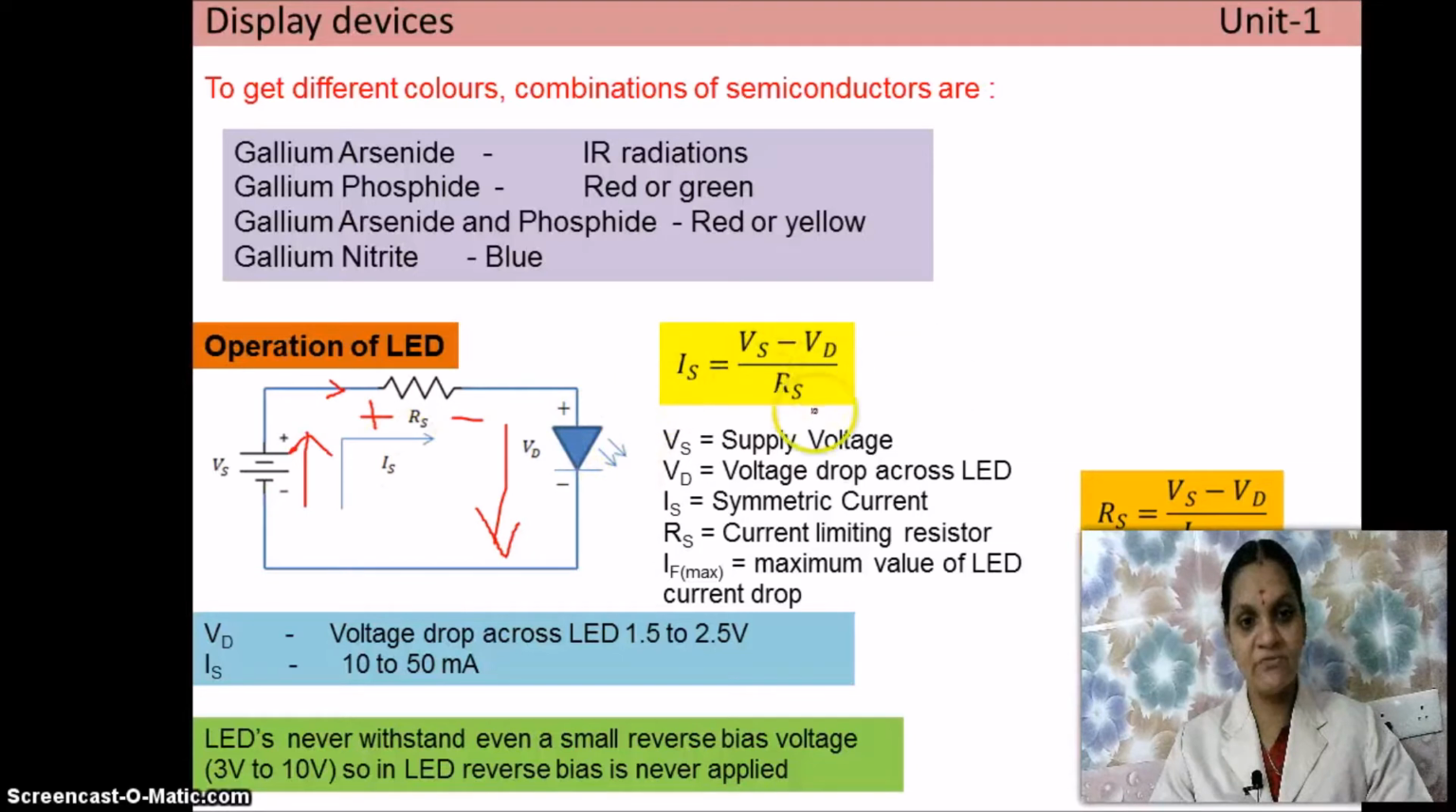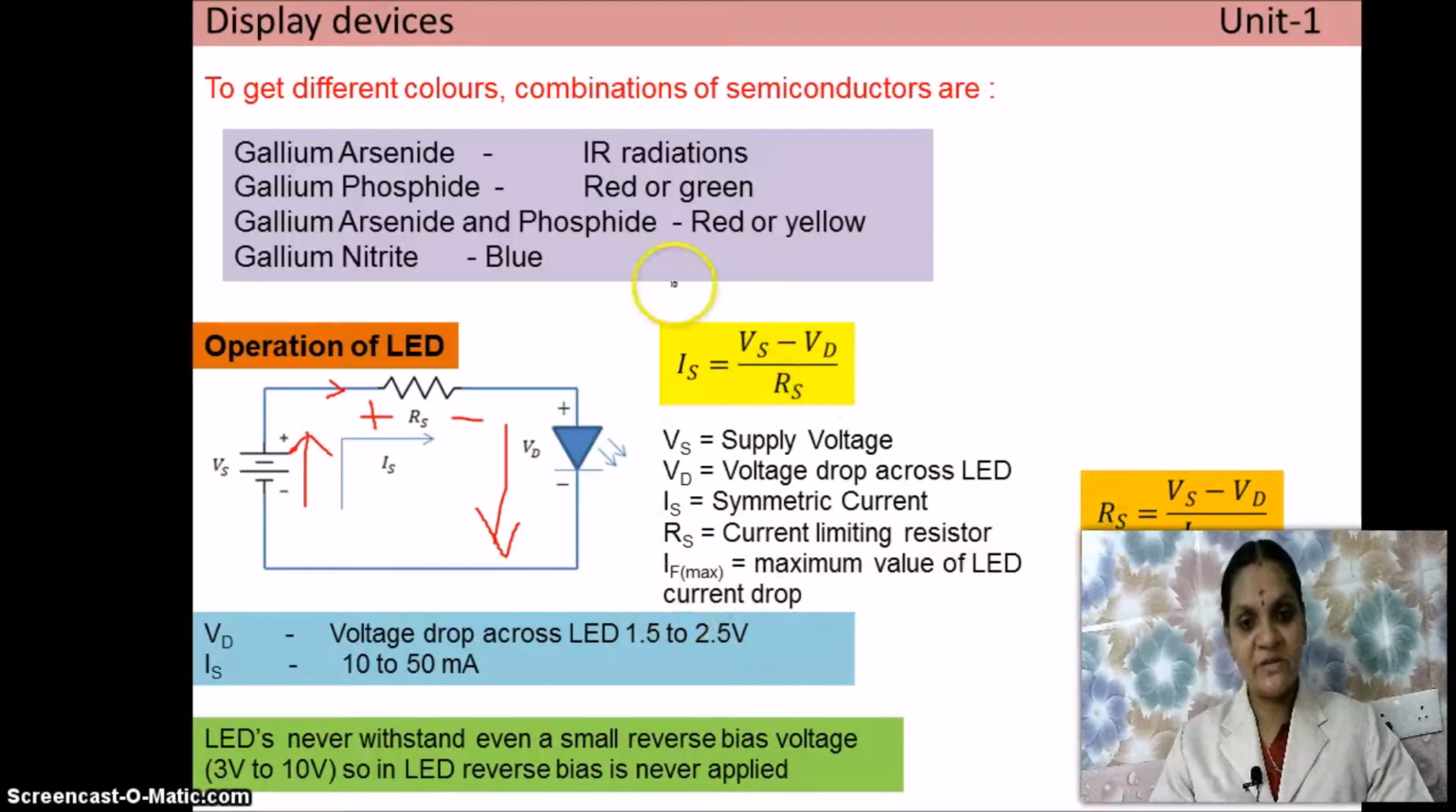So we can write total voltage is Vs minus Vd. You know the formula I equals V by R. So V is the difference between these two voltages, because one is a rise, another is a drop. So Is equals Vs minus Vd divided by Rs. Since the forward resistance of the LED is very small, we are neglecting it, so here you have only Rs. Vs is the supply voltage, Vd is the voltage drop across the LED, Is is the series current, or otherwise you can take it as the forward current. Rs is the current limiting resistor. If is the maximum value of current flowing through the LED.